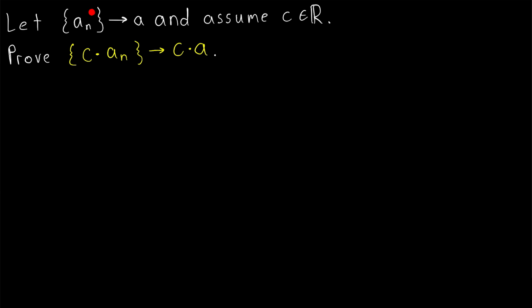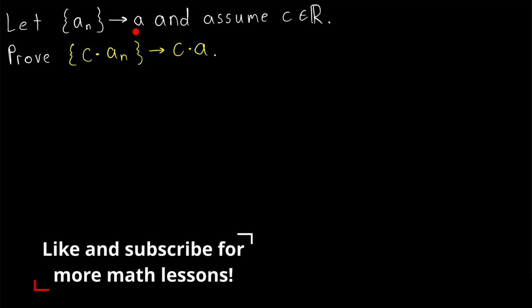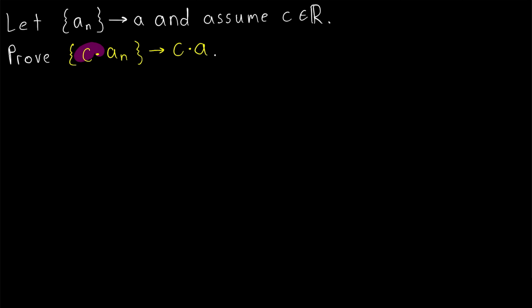We'll prove that if the sequence a_n converges to a, and then we create a new sequence by multiplying every term of a_n by some real number c, this new sequence will converge to c times that limit a. And they don't make convergent sequence proofs much easier than this one.